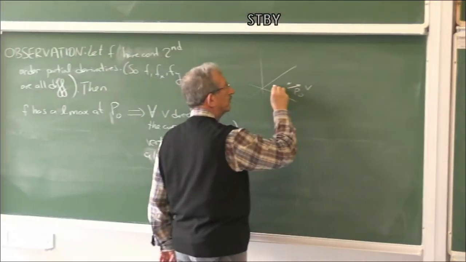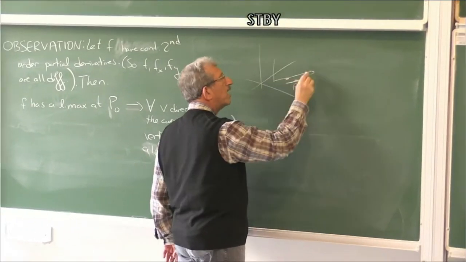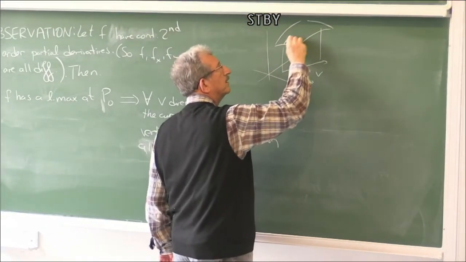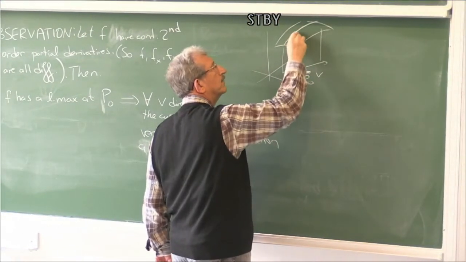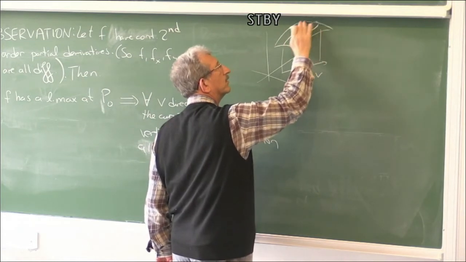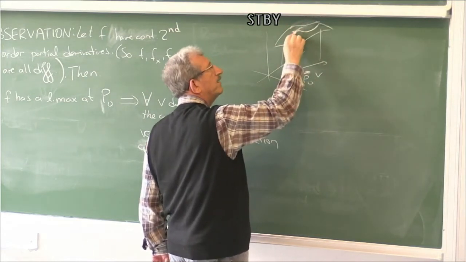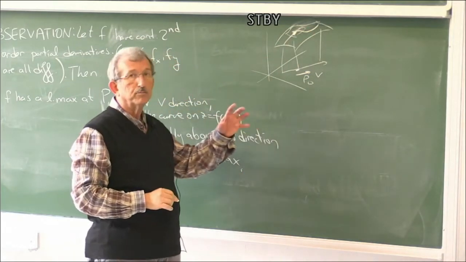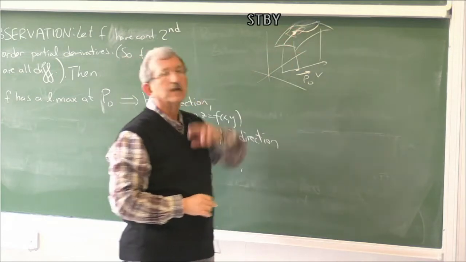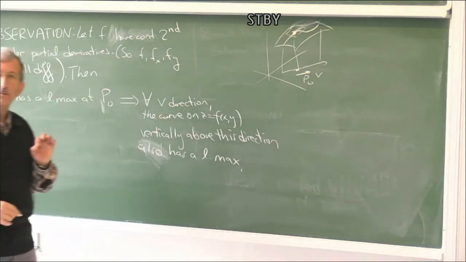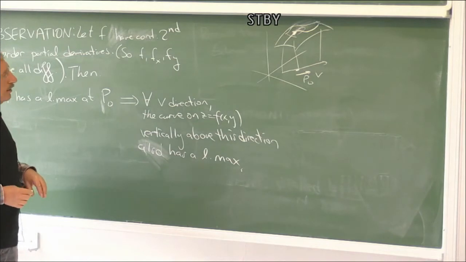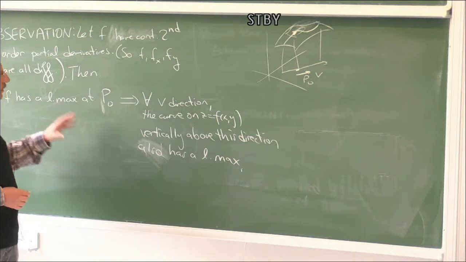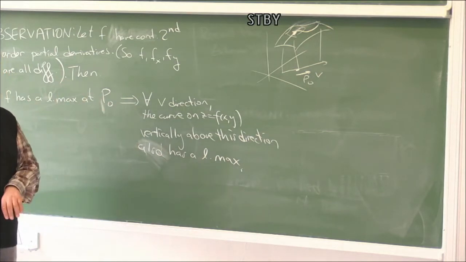Well, this simply was the observation that if you have a P0 and you have a direction v, you construct the line. On top of this line you have a surface, but if you just consider this one curve, then if you have a horizontal tangent line there, and if it's a local maximum, then this curve also has a local maximum at that point. We already said that. Now, this is true for all directions. So this implication is correct, obviously.